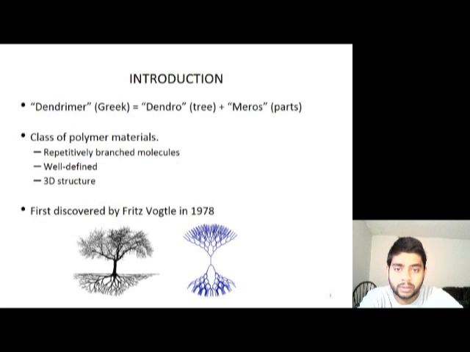As an introduction to dendrimer, it can be said that the word dendrimer is made of two Greek words, dendro and meros. Dendron means tree and mero means part. Dendrimers are heavily branched structures shaped like a tree. They are well defined and have a 3D structure. First found by Fritz Vogtle in 1978.